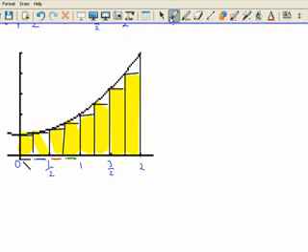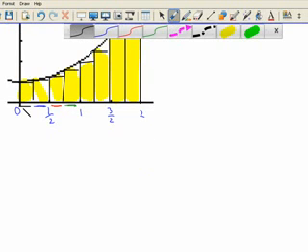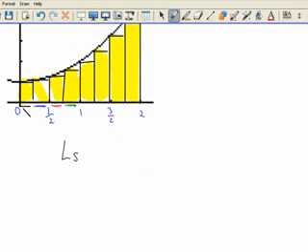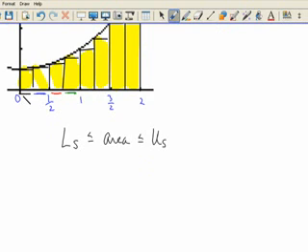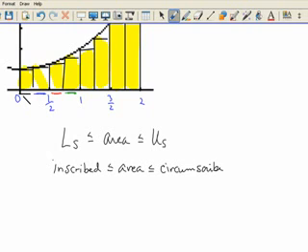Now, something that is always going to be true, the lower sum is less than or equal to the actual area under the curve, and the area under the curve is less than or equal to the upper sum. Okay, so L sub S lower sum, U sub S upper sum. So the inscribed rectangles give you an area that is less than or equal to the actual area under the curve. And the circumscribed rectangles give you an area that's greater than the actual area under the curve.